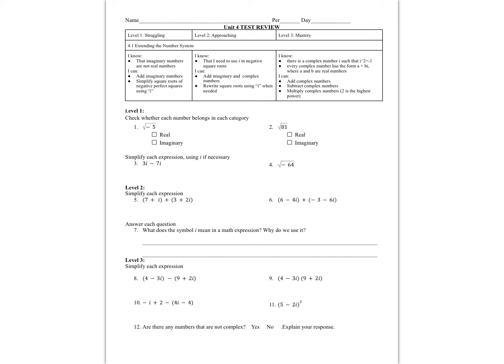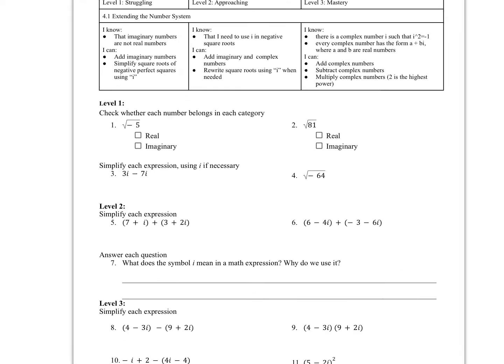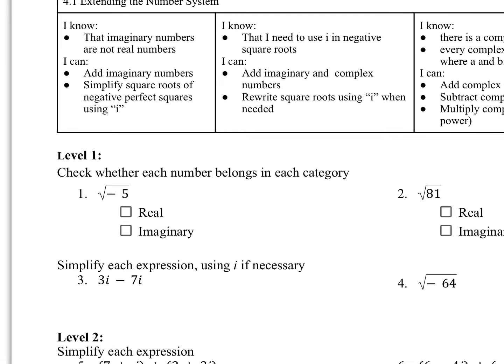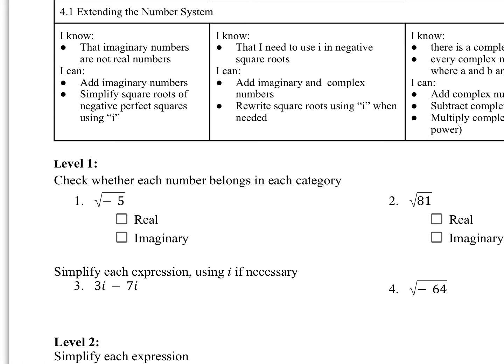Okay, this is the Unit 4 test review for page 1. If you notice at the top, it will tell you exactly how I'm going to grade this test. Level 1 just says check whether each number belongs in each category. It's asking you to categorize things as real or imaginary. Remember, anything that needs the square root of -1 is imaginary.